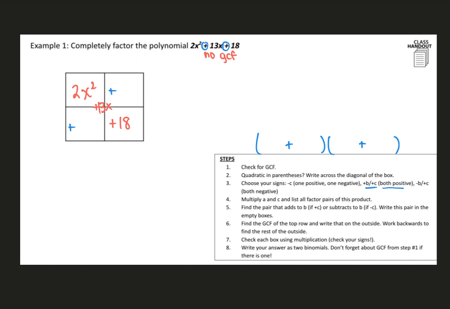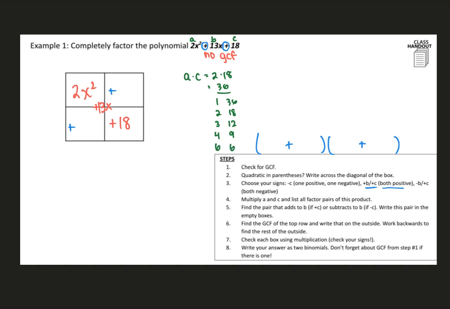All right, next thing we're going to do is multiply A times C and list all the factor pairs of this product. So here's A, B, and C. So I'm going to do A times C, which is going to be 2 times 18, which is 36. And I'm going to list out all of my factors of 36. So 1 and 36, 2 and 18, 3 and 12, 4 and 9, and 6 and 6.